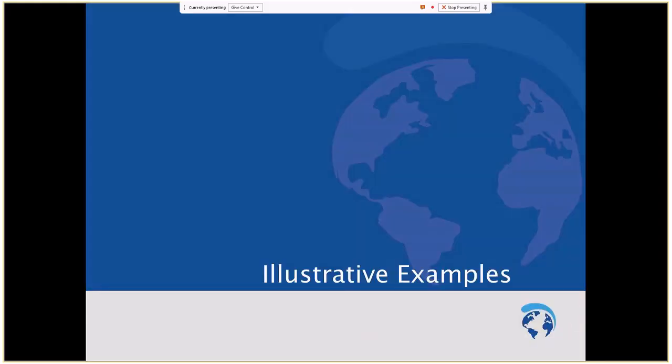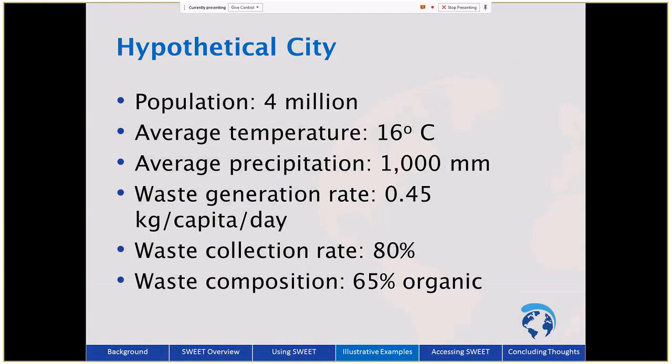Okay, now I'd like to walk through a few examples that illustrate how this tool can be used to give you a sense of what it can do. And these are just a few basic examples. There are many, many other things you can do with this tool, but I think this will give you a flavor.